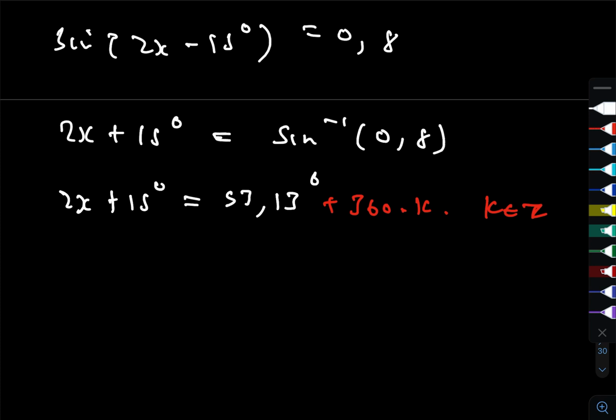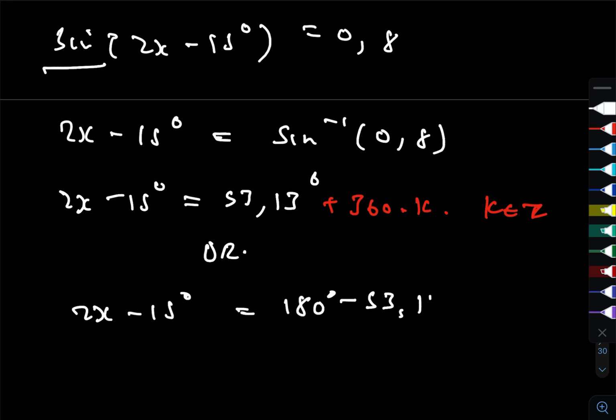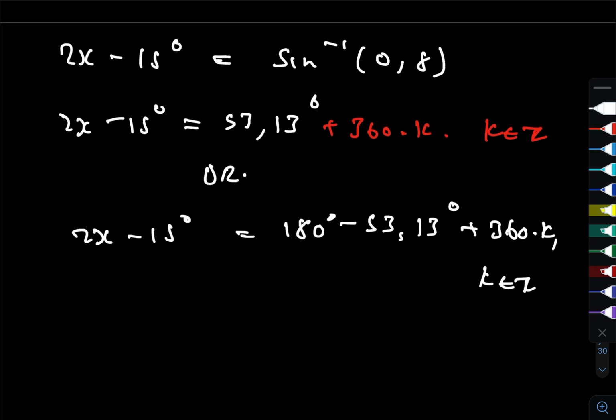Now remember, the next thing I need to do, as long as sine is involved, is to take the reference angle and subtract it from 180 degrees. That's going to be 53.13 subtracted from 180 degrees plus 360 times k, where k is an element of integers. I'm running a little bit out of space there, but I'm just going to work it out like that.